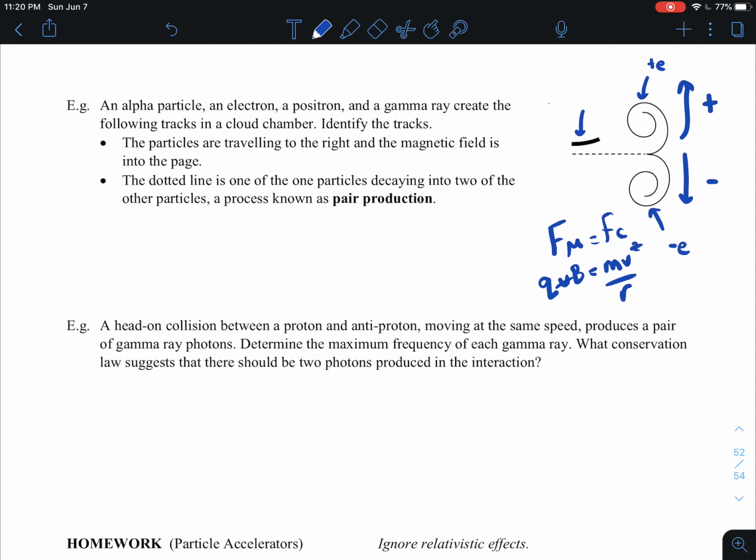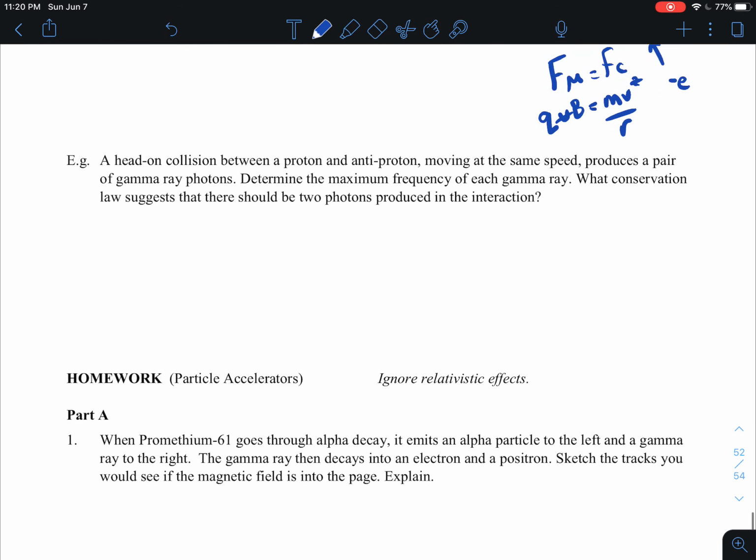That being said, this being a thicker particle would most likely be our alpha particle here. Once again, the path is bigger because the alpha particle is a lot bigger than that of the electron. You can look at your formula sheet to see the relative sizes of these things. You can look at their masses and see how much more massive an alpha particle is compared to an electron. All right, let's take a look at this question here.